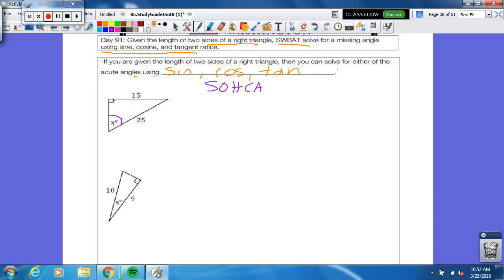SOHCAHTOA. Because just like when we're finding the missing side, we're finding the missing angle, we have to label everything. So over here, the 15 is the opposite, and obviously the 25 is the hypotenuse. Over here is the adjacent and it has nothing next to it. So the 15 and the 25 are the opposite and hypotenuse. What is that? Oh yeah, sine. That's why I write SOHCAHTOA there. Okay, so let's see what we got.